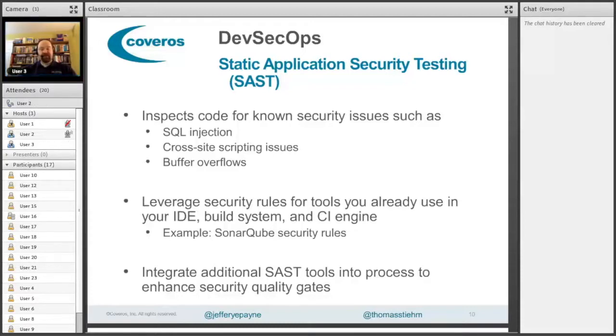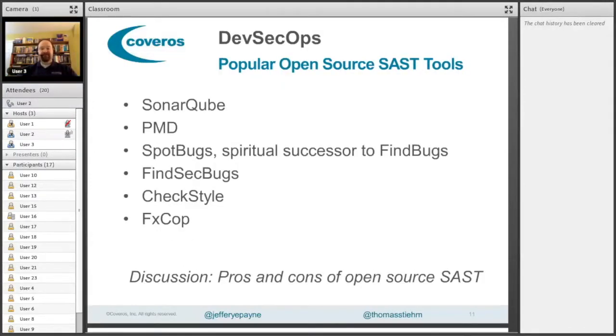And then you want to make sure that you're building the results of the SAST into your security quality gates, failing builds that have some threshold that the software doesn't meet.